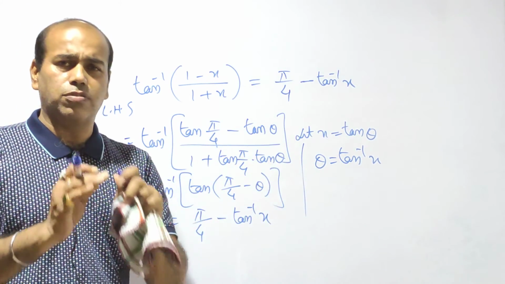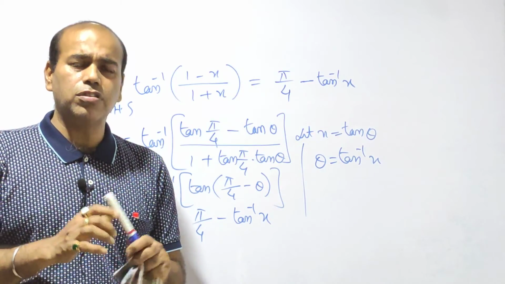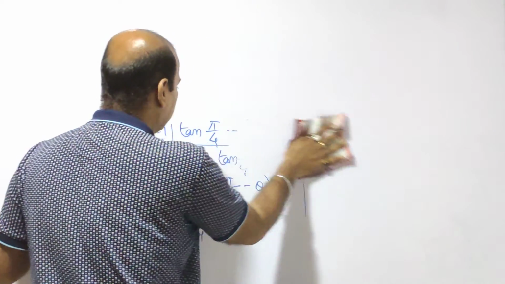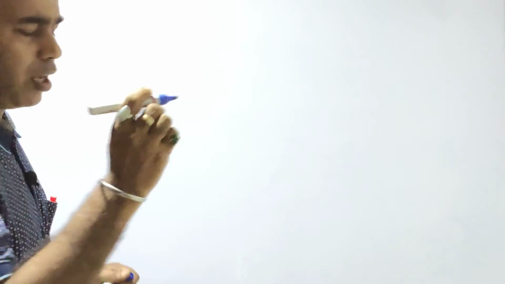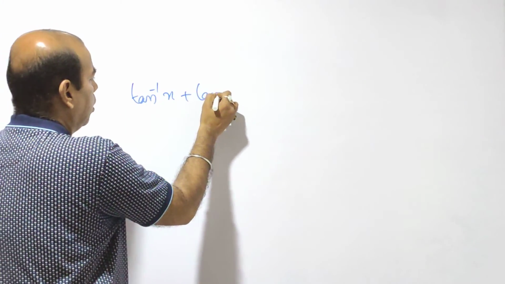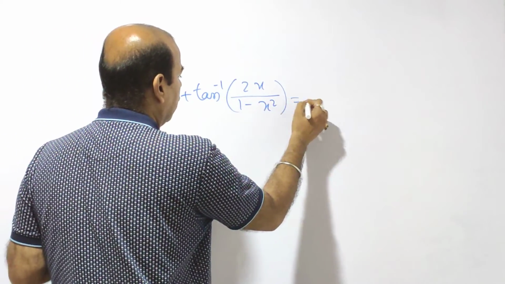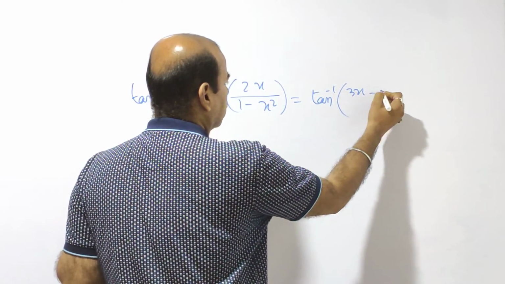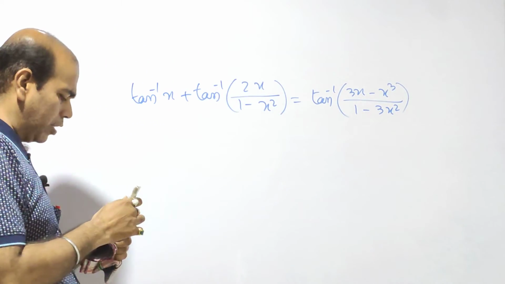I hope students, this is a very easy and very simple way of proving. These sorts of questions are very common for board level examination. Let me check the next question. Next question, I will take: tan inverse x plus tan inverse (2x by 1 minus x square) equals tan inverse (3x minus x cube by 1 minus 3x square). So this is the question.